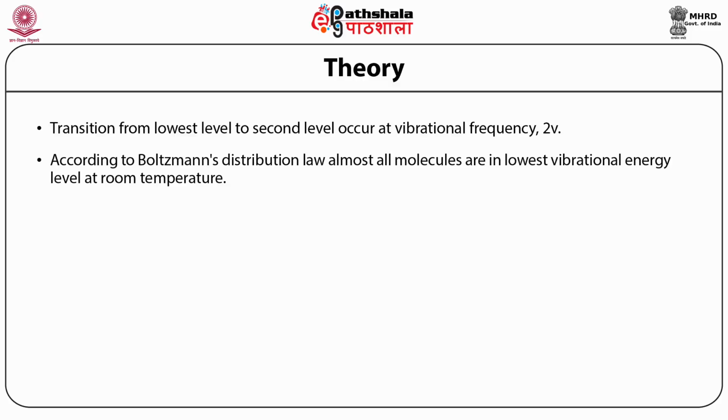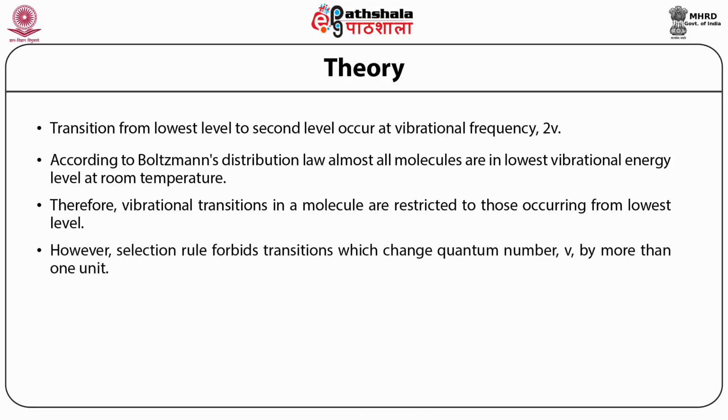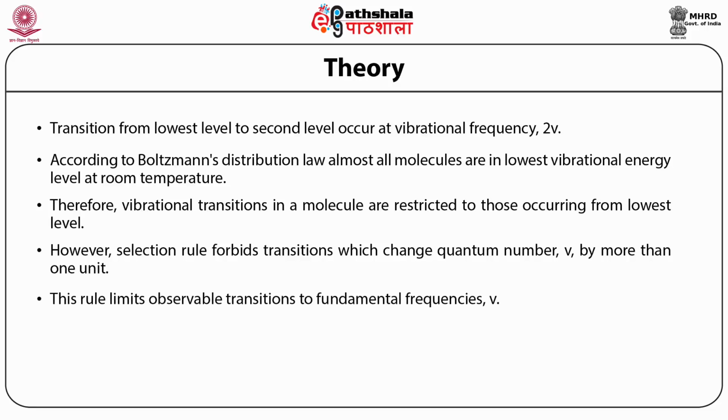According to the Boltzmann distribution law, almost all molecules are in the lowest vibrational energy level, that is at nu equal to 0 at room temperature. Therefore, vibrational transitions in a molecule are restricted to those occurring from the lowest level. However, the selection rule forbids transitions which change the quantum number nu by more than 1 unit. This rule limits the observable transitions to the fundamental frequencies nu, that is, vibrational spectra should exhibit only characteristic vibrational frequencies corresponding to the various bonds within the molecule.